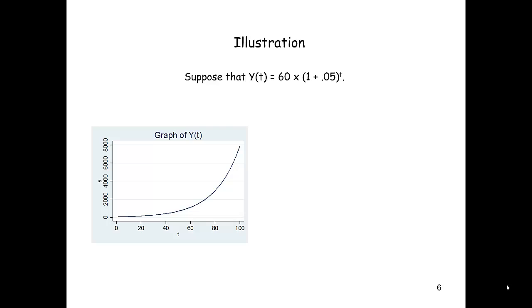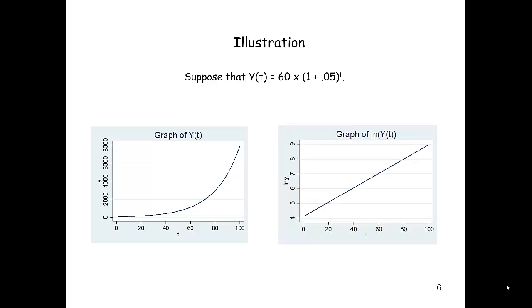What if we graph log of y of t? That's shown on the right-hand side. When we graph log of y of t, it looks like a straight line. And in fact, the slope is equal to the growth rate.